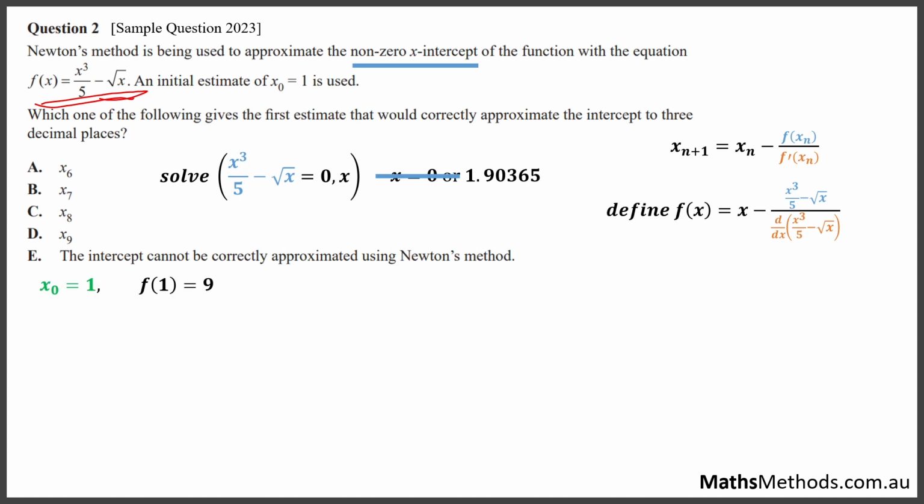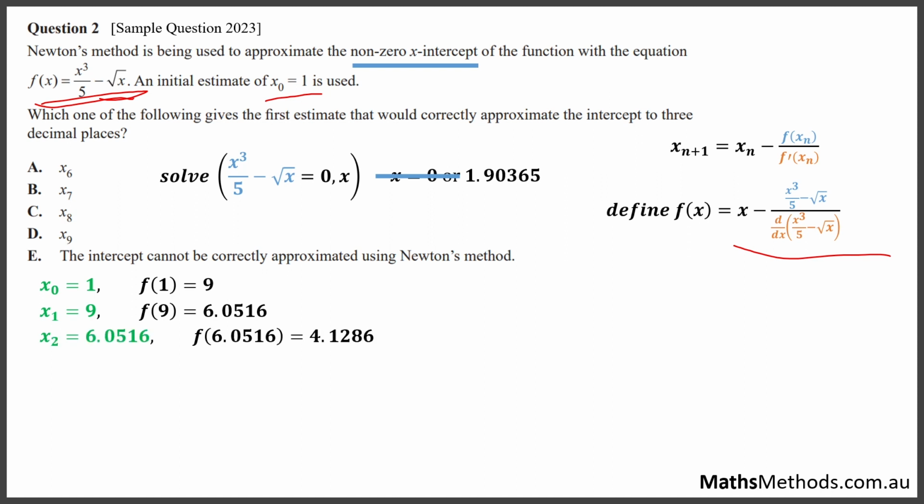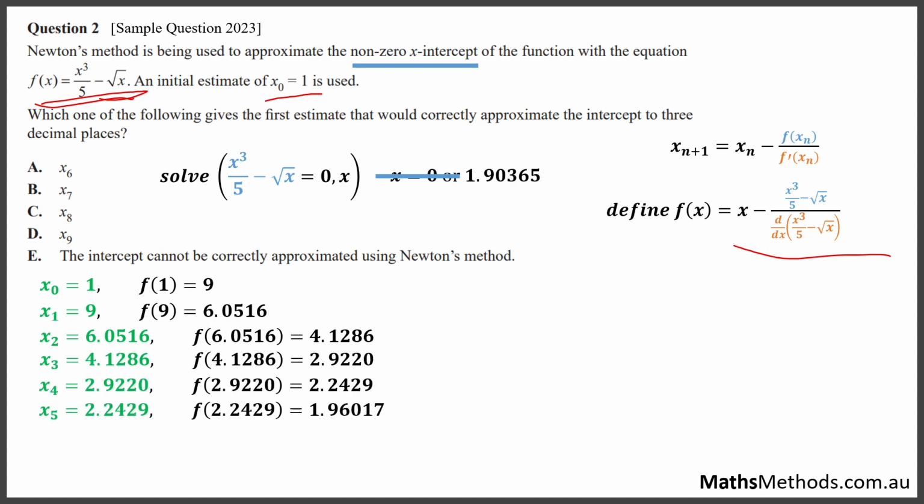And so we know the first estimate is x equals 1. So I'm going to do f of 1 equals 9. And that's going to give me the next estimate, which is going to be 9. And then I'm going to sub that back into here. And that's going to give me 6.05, which is going to be my next estimate. And I sub that back into the equation to get my next estimate. And then I do it again and again and again.